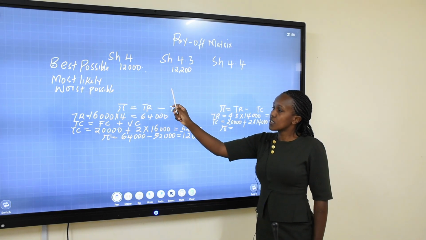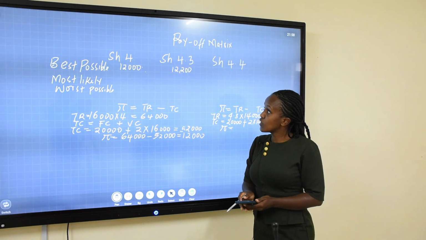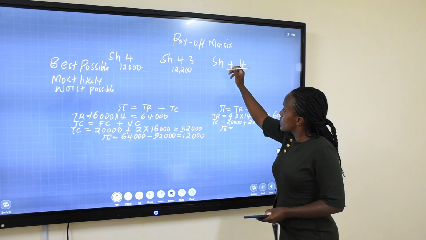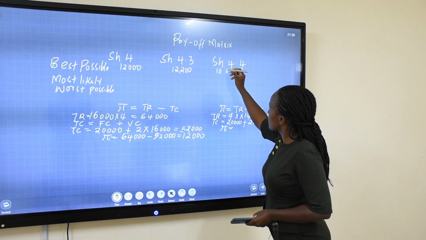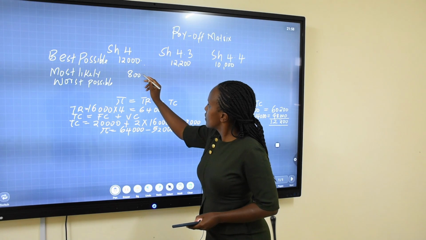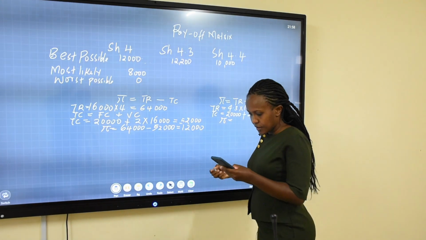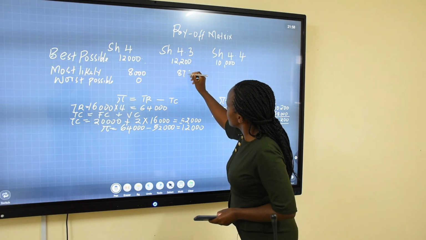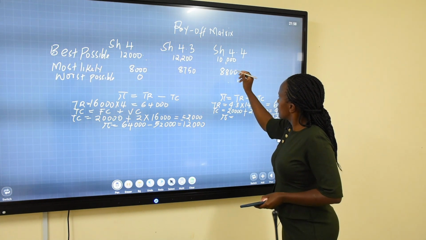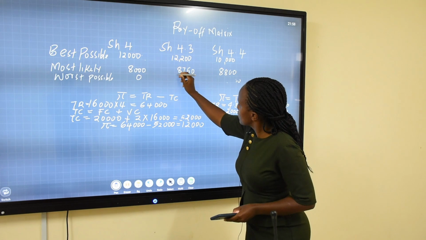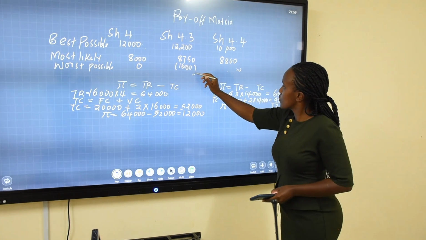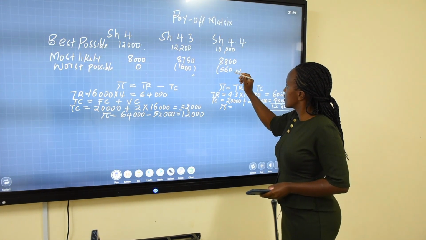So we are going to fill off this table, which we are calling the payoff matrix. I'm going to fill in the rest of the data so that we can proceed to the methods or criteria. So here we are going to have 10,000. Most likely we are going to have 8,000. Here you have 0. Here you have 8,750. 8,800. And here you have negative 1,600. And here you also have negative 5,600.